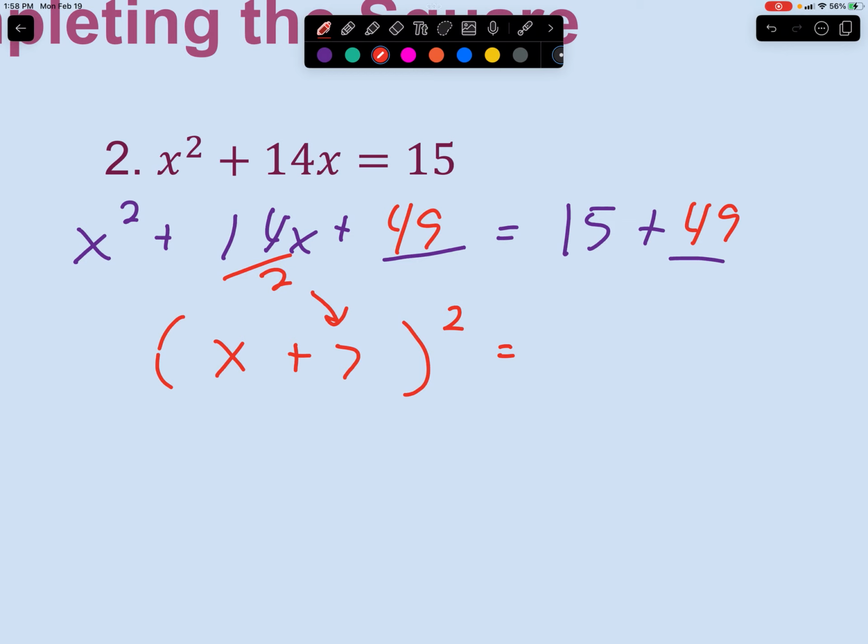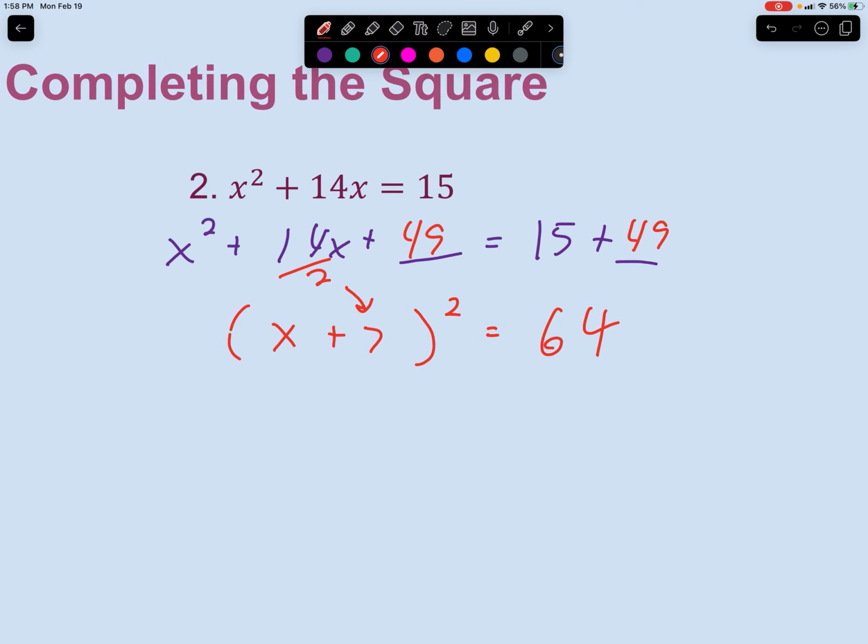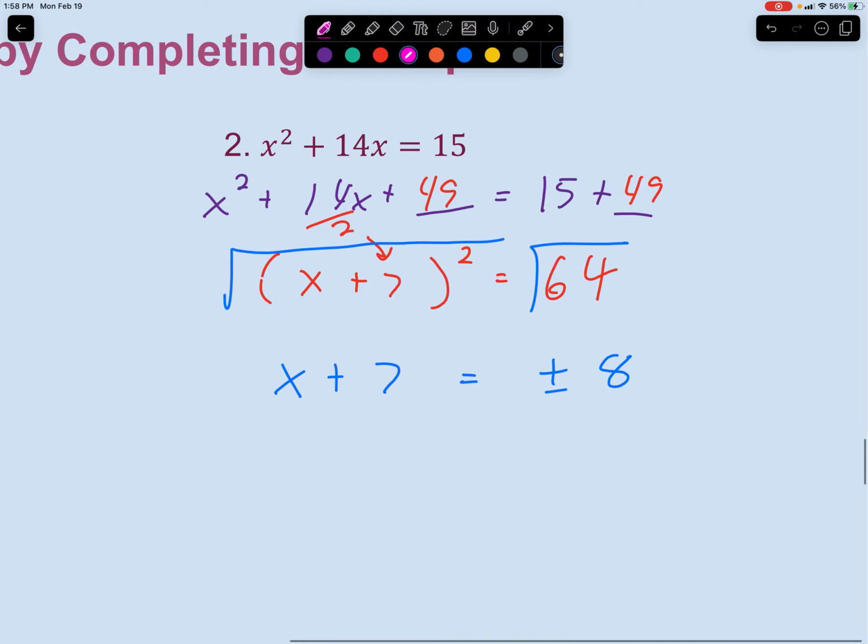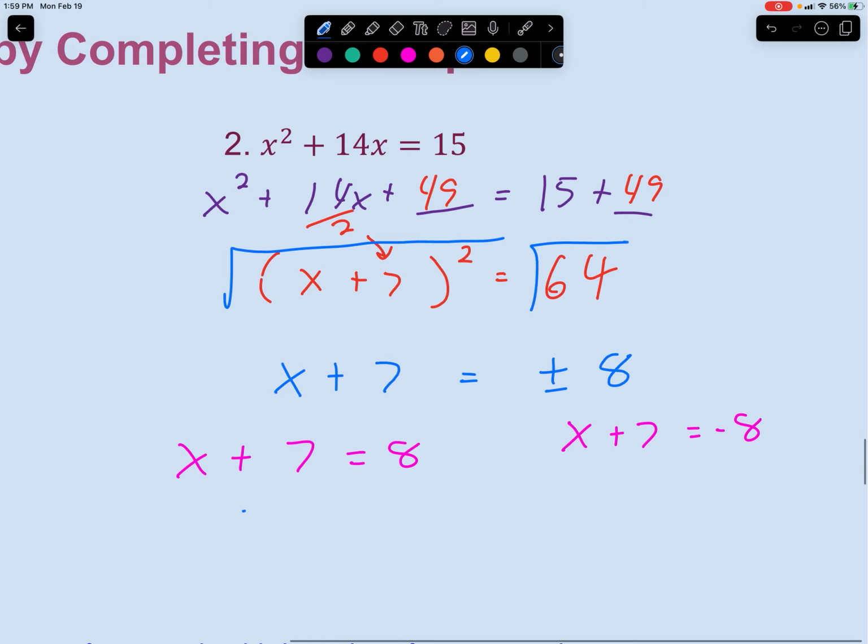15 plus 49 is going to be 64. And now we can square root. And I get x plus 7 equals, don't forget the plus or minus, 8. I can write my two problems, one with the positive 8, the other with the negative 8. And solve. Subtract 7, x is 1. Subtract 7, x is negative 15.